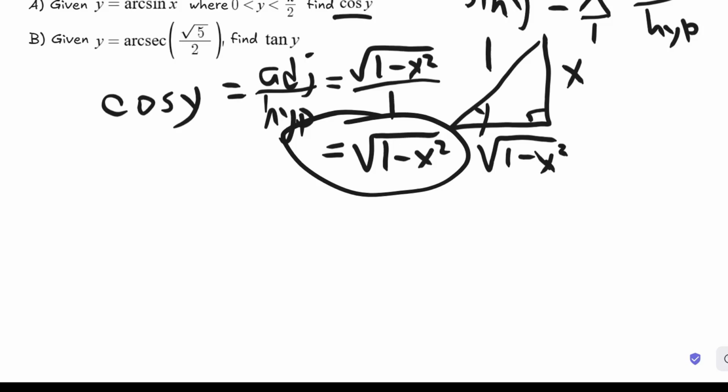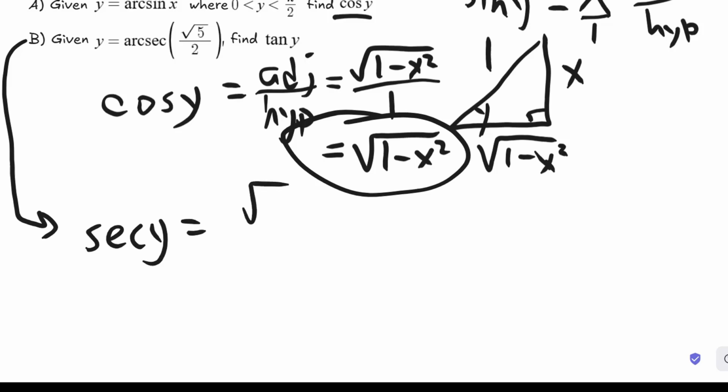Now for the next one, y equals arcsecant of root 5 over 2, we want to find tangent of y. So the first thing we have to do is take the secant of both sides. So secant y is equal to root 5 over 2, because the secant of arcsecant is going to cancel in this case. Then we are going to set up our right triangle with the angle y right here.